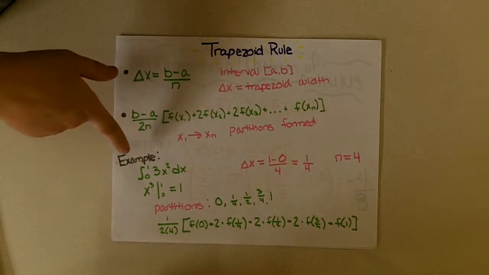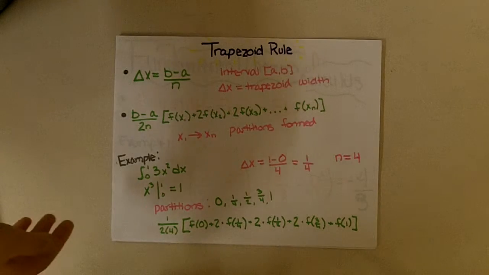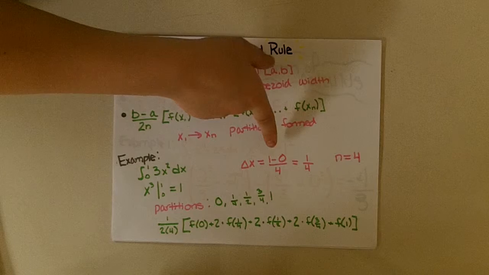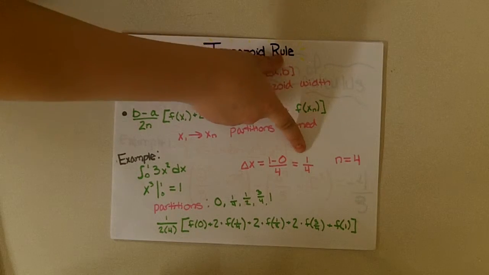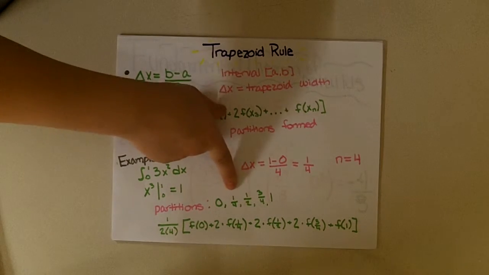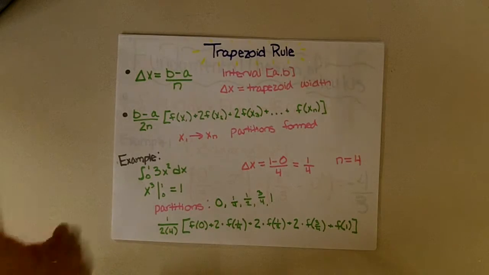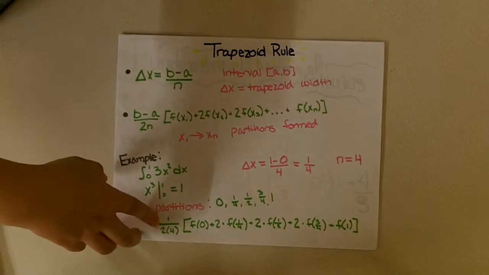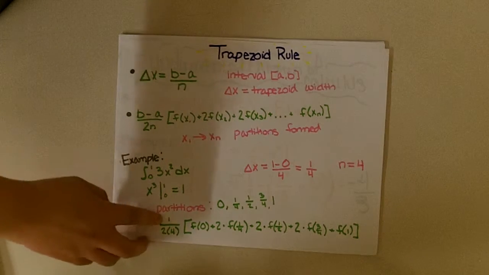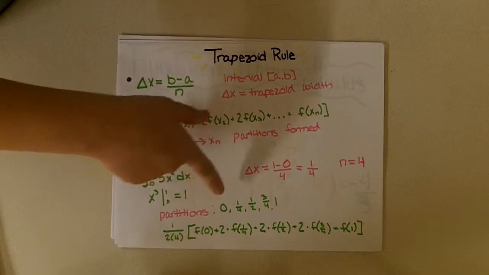So for the example, from 0 to 1, we have to integrate 3x squared, and we are given n equals 4, so we plug in here and we get 1 over 4. So the partitions we use are 0, 1/4, 1/2, 3/4, and 1, so we just add by 1/4, and again we plug in (b minus a) over 2n, which is given here, and we plug in each partition for f of x.